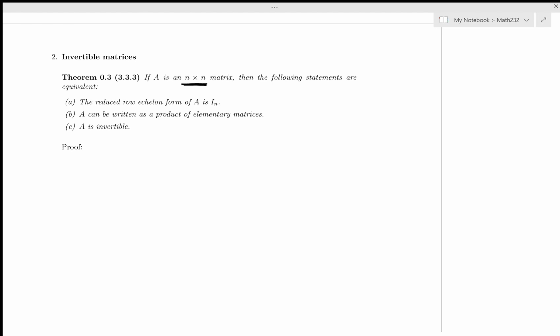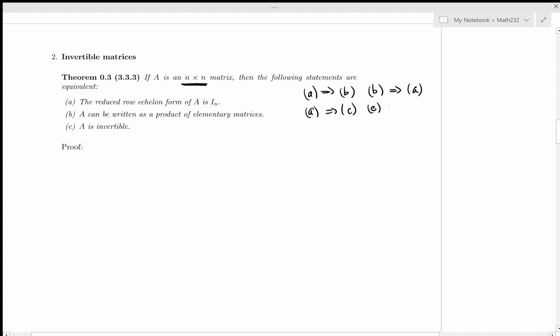So we want to be able to prove this, and what we want to prove is what I was saying there. We want to prove that A implies B, and that B implies A. We want to prove that A implies C, and that C implies A. We want to also prove that B implies C, and that C implies B. In order to do that, we can do this much more.